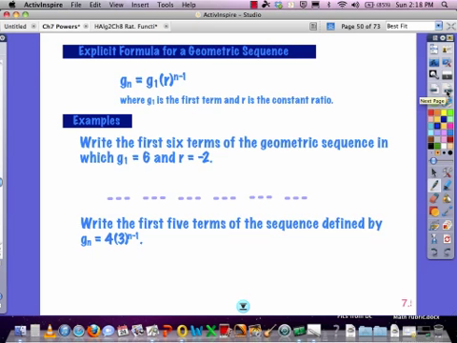The explicit formula looks more like this: G sub n, any term in my sequence, will be calculated by taking the first term, multiplying by that constant rate, but to the power of one less than the term you're on. So think about this. If I say write the first 6 terms of a geometric sequence in which G sub 1 equals 6 and R equals -2, we would have some sequences here.